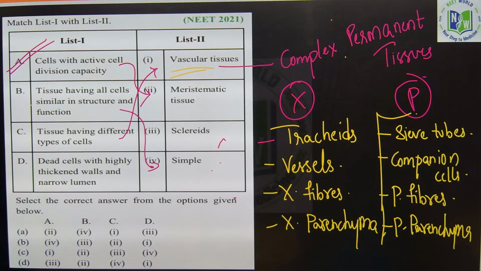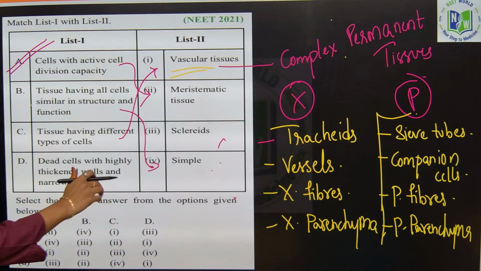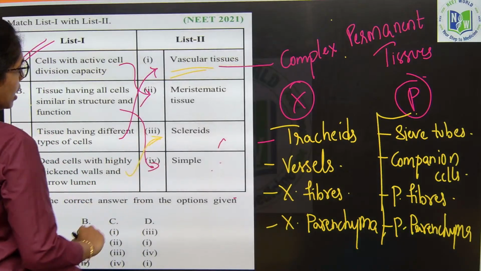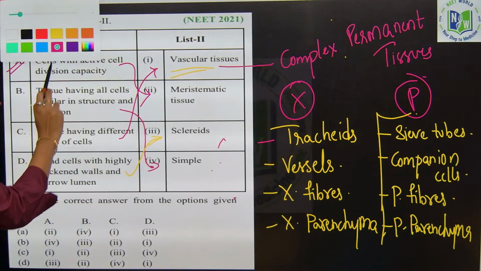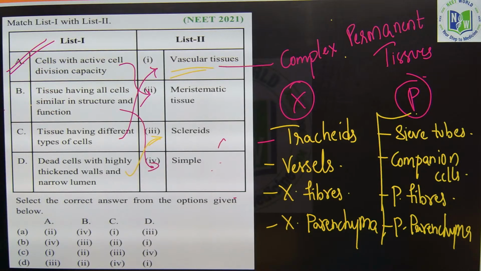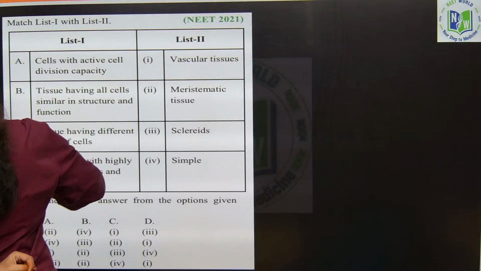Next, dead cells with highly thickened walls and narrow lumen are sclereids, that is option 3. So here, if you have to look into the right set of options, A will be 2 and B is 4, C is 1, D is 3. Option A will be the right answer. Very good. Next question.